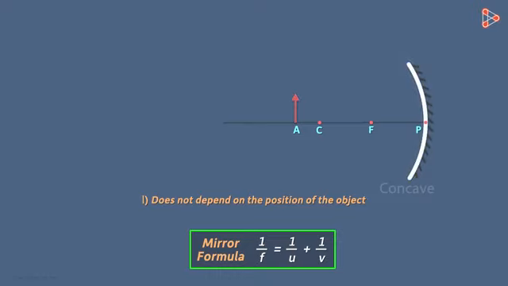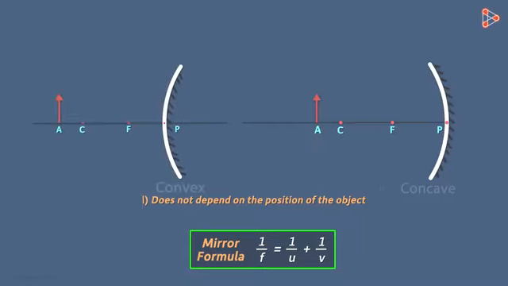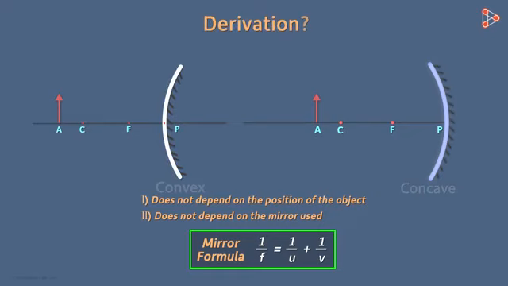What if instead of concave mirror we had convex mirror? Again, it wouldn't change our formula. Yes, this formula is true for all types of spherical mirrors, convex as well as concave mirrors. Now the question is, how do we derive or prove this formula? There are many ways to derive the equation, but we will look at the easiest one.